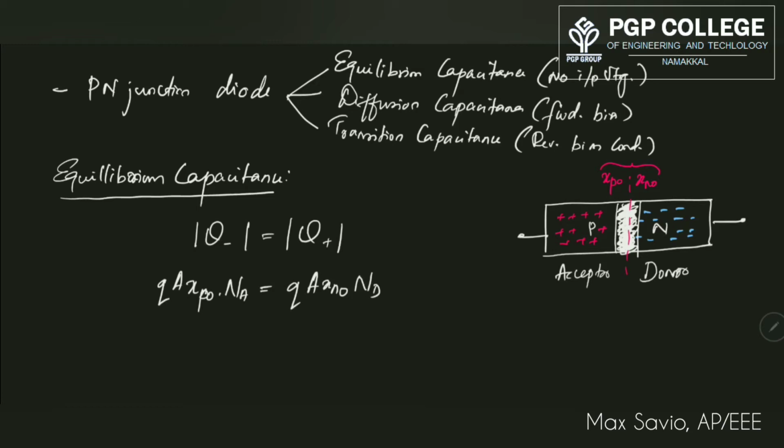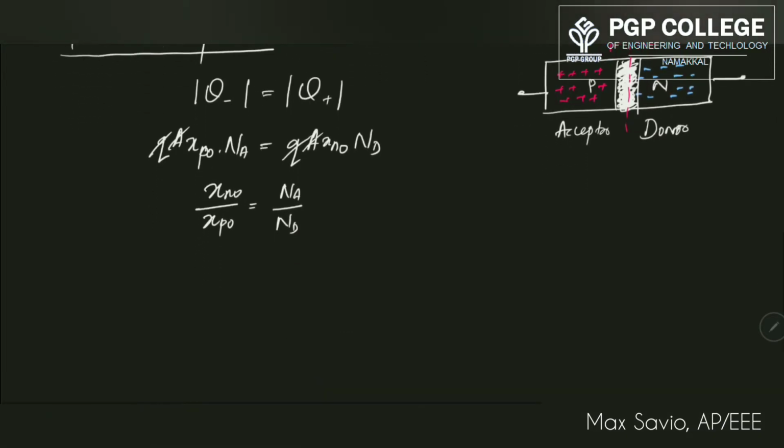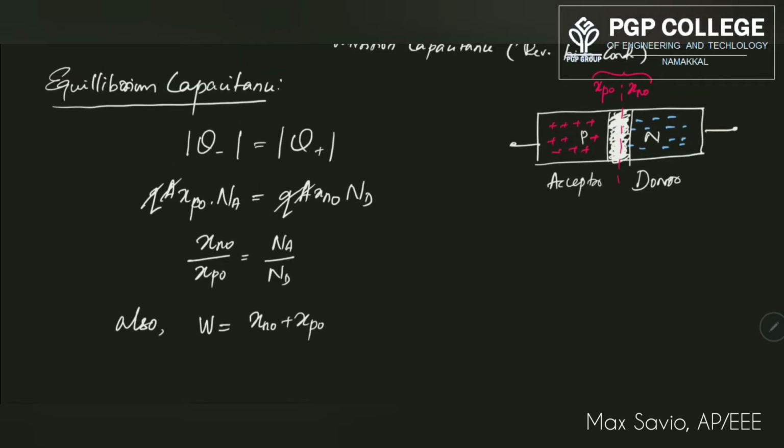So from this equation, it is very simple: q gets cancelled, A also gets cancelled, and from this you can write that x_n0 divided by x_p0 is N_A by N_D. So this is an expression that can be derived from here. And also the width, as I told you, the width of the depletion layer, I'm giving as a capital W, which is equal to x_n0 plus x_p0. So now we can understand from the diagram that x_p0 and x_n0 combine to form the total diffusion length.